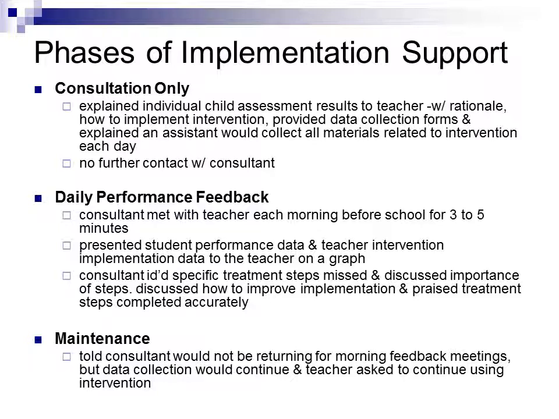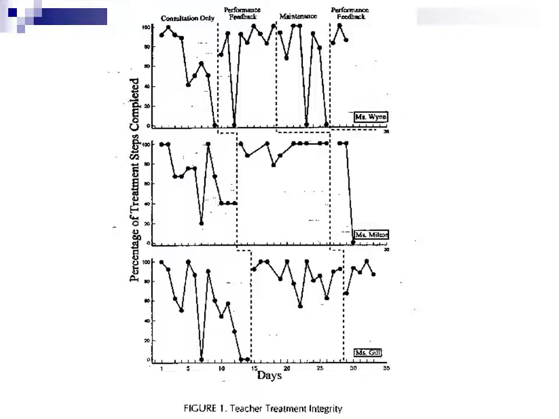And then there was finally a maintenance phase where the person wasn't going to be coming back, but asked them to continue to collect data and said that they were going to continue to evaluate them. So the data is really interesting. What we see here is in the beginning, if you look at the first phase of each graph for the three teachers, you should recognize this, by the way, as a multiple baseline across subjects design. Percentage of treatment steps completed was pretty high in the beginning, but as we go through, it becomes more variable, goes up and down a little more, and then it starts to drop off for each person.